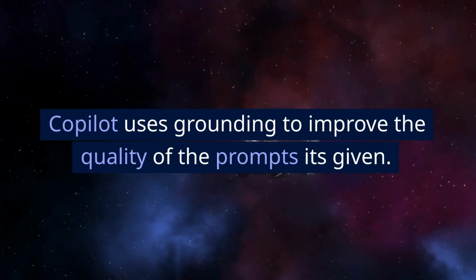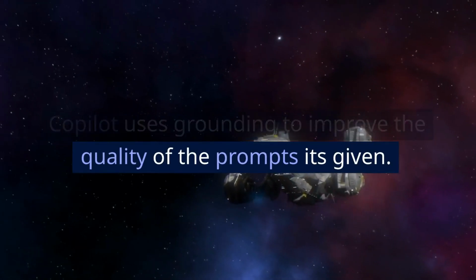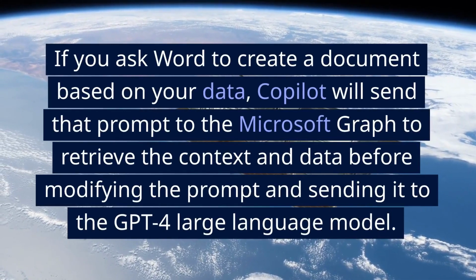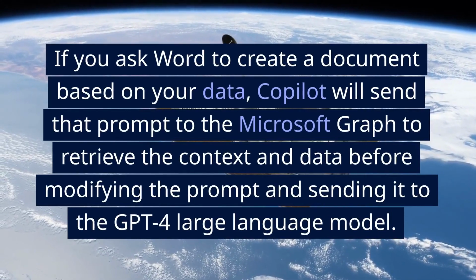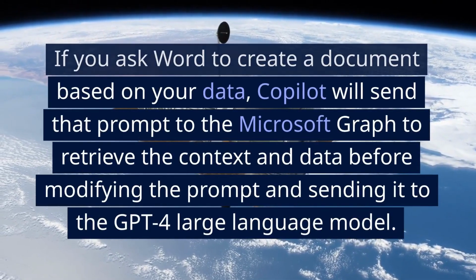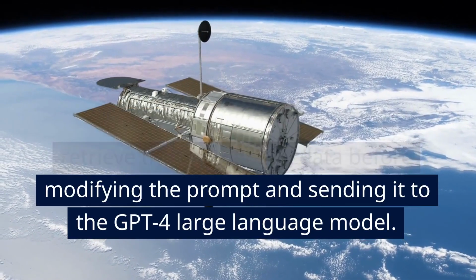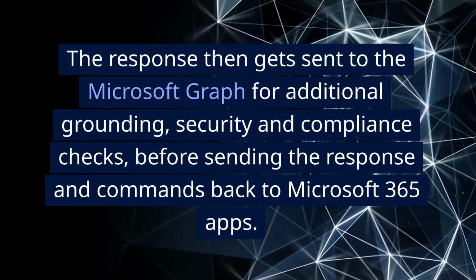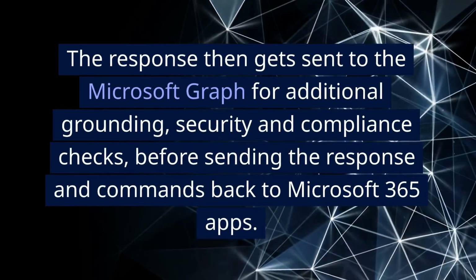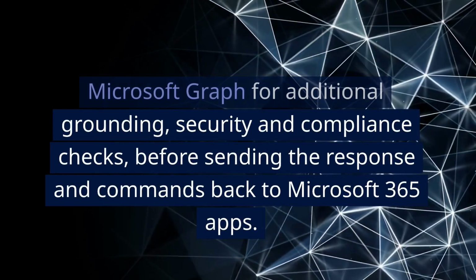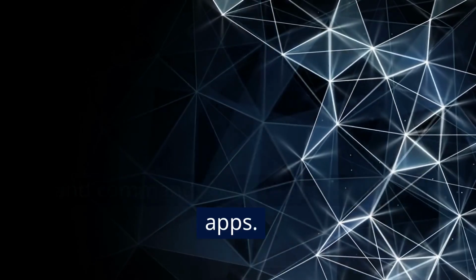How it works. Copilot uses grounding to improve the quality of the prompts it's given. If you ask Word to create a document based on your data, Copilot will send that prompt to the Microsoft Graph to retrieve the context and data before modifying the prompt and sending it to the GPT-4 large language model. The response then gets sent to the Microsoft Graph for additional grounding, security and compliance checks, before sending the response and commands back to Microsoft 365 apps.